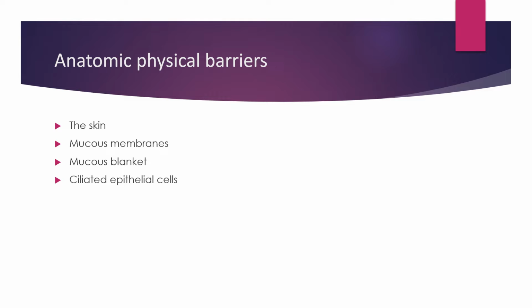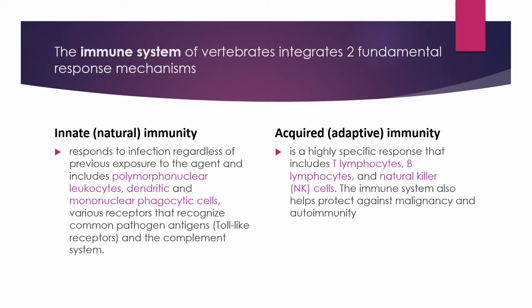So what are the anatomic physical barriers? The skin, mucous membranes, mucous blanket, and ciliated epithelial cells. The immune system of vertebrates integrates two fundamental response mechanisms. There is innate immunity or natural immunity, and there is acquired or adaptive immunity.